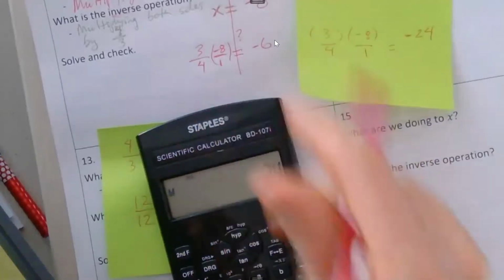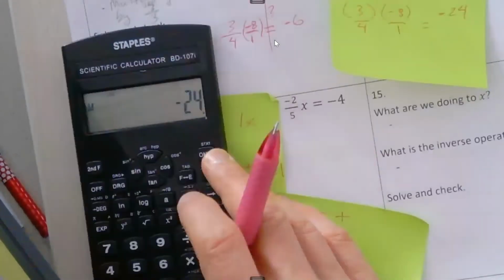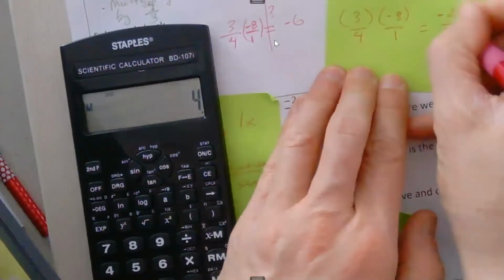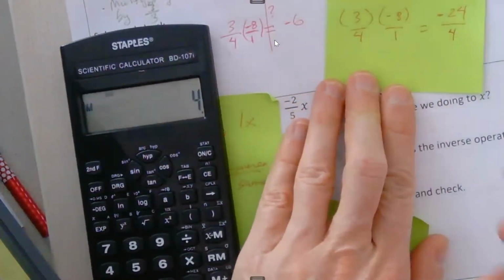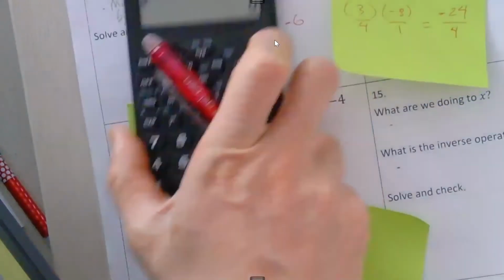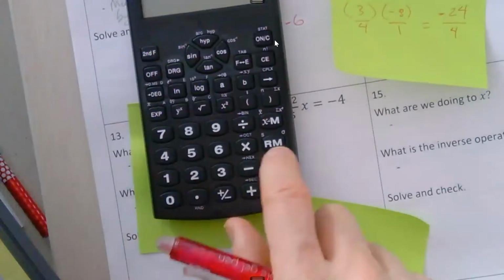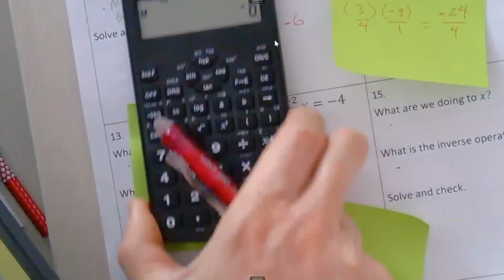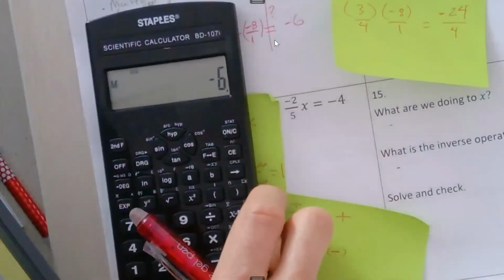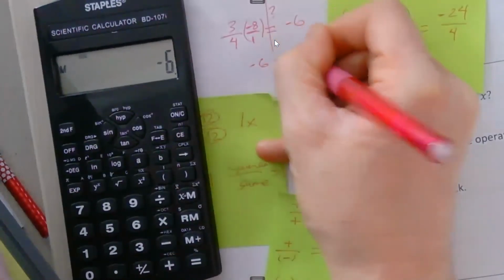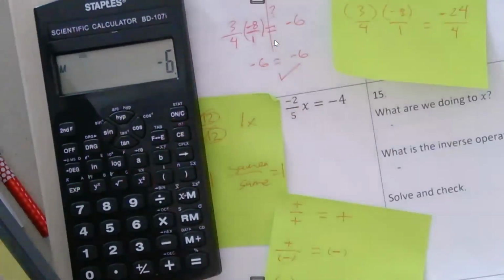Then our denominator, 4 times 1. Both are positive times positive. You know that 4 times 1 will be 4. Positive 4. Then finally, we have -24 divided by 4. Equals -6, because negative divided by a positive is negative. Sorry about that. -6. So -6 does equal -6, and you've checked it. Great job.